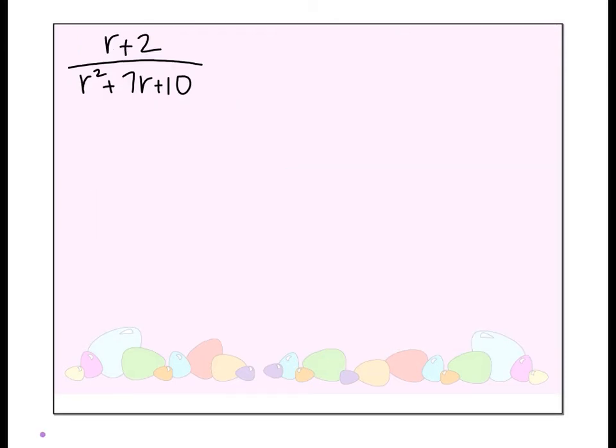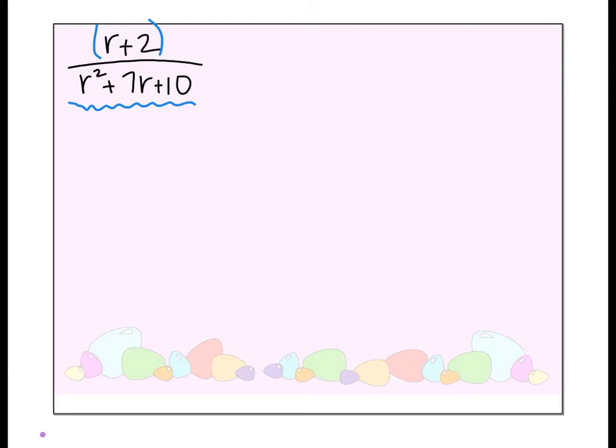Okay, on to our next example. I would suggest pausing the video and trying it on your own, and then checking it against my work. So first thing first, let's look for simplifying the top part. So in this case I have r plus 2, no GCF, and I can't diamond and box that, so it'll stay the same. That means I need to move on to my r squared plus 7r plus 10.